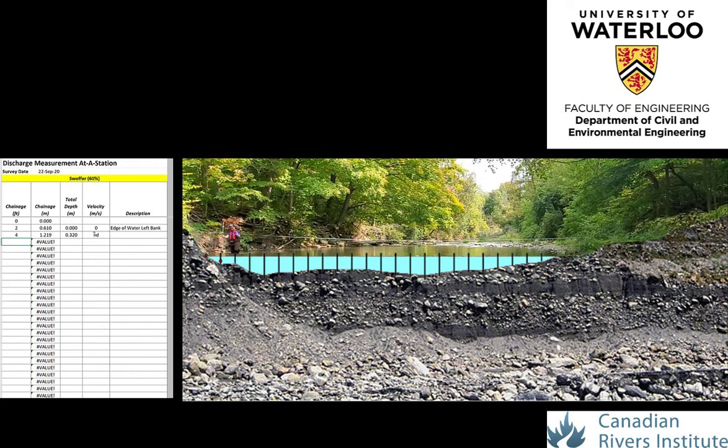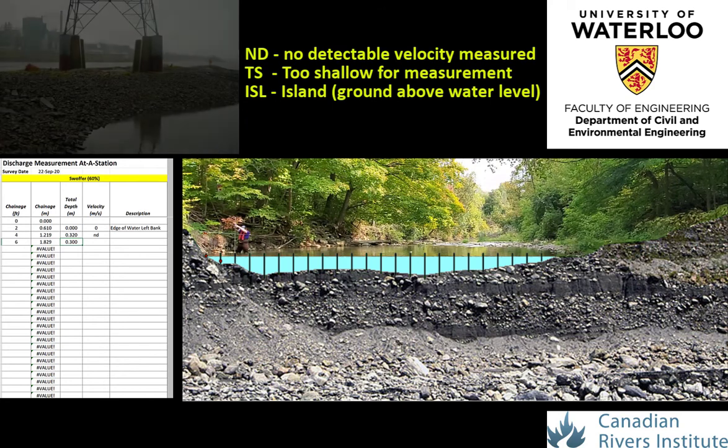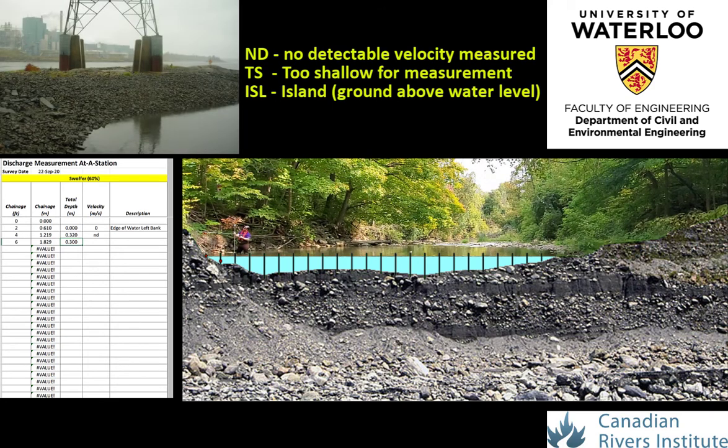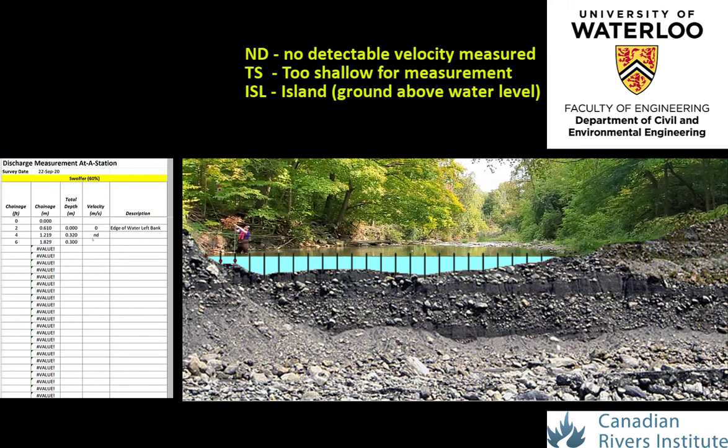In fact, there are 3 special codes that are used during the velocity area method: ND for no detectable velocity observed, TS for a vertical velocity location where the flow depth is insufficient for the velocity meter to be used, or ISL, which is to identify the presence of an island at a single or multiple vertical panel locations. This is more common in larger rivers where an island or shoal may be present, being above the water surface at low flow but submerged at high flow conditions. The codes ND and TS are used in the post-processing of the data to apply different velocity interpolation procedures in assigning velocities to the unmeasurable panel locations.